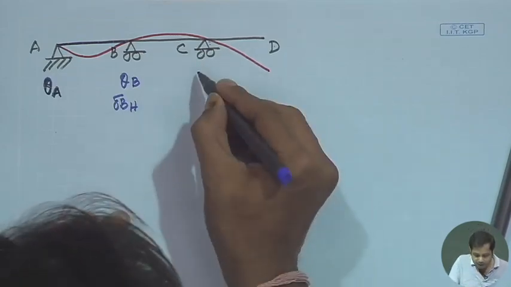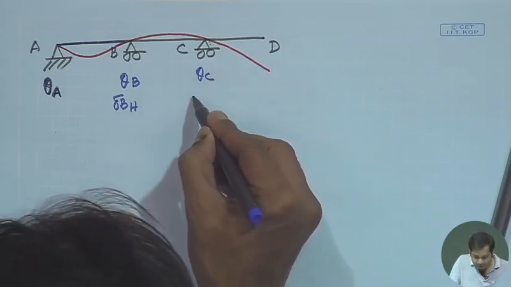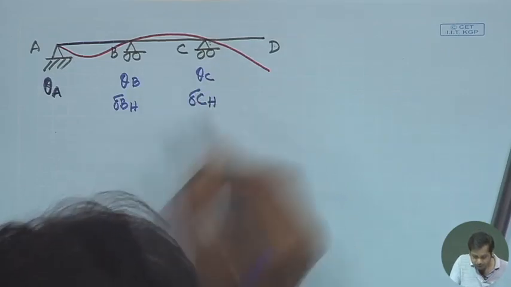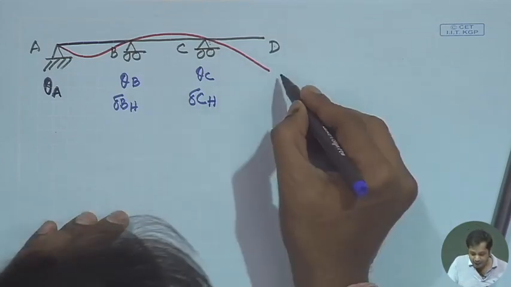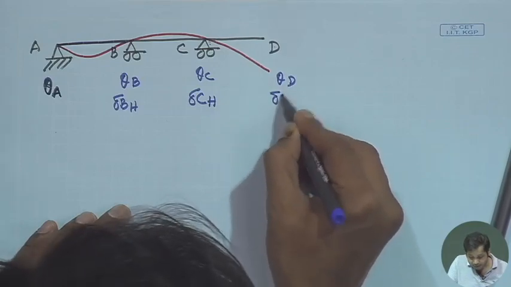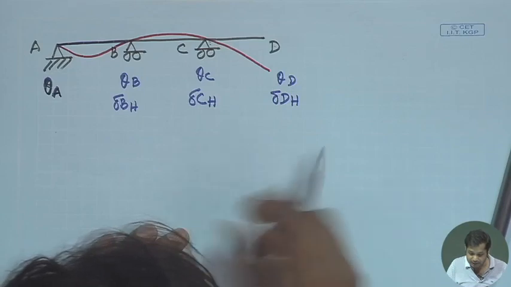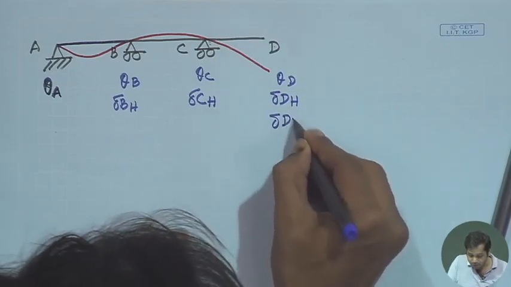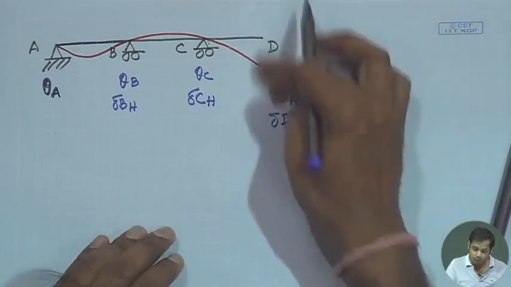And at C, theta C is allowed, and then horizontal displacement is allowed. Okay. And then what is at D? At D, theta D is allowed, then horizontal displacement of D is allowed, and also vertical displacement of D is allowed, because at D there is no support at all.